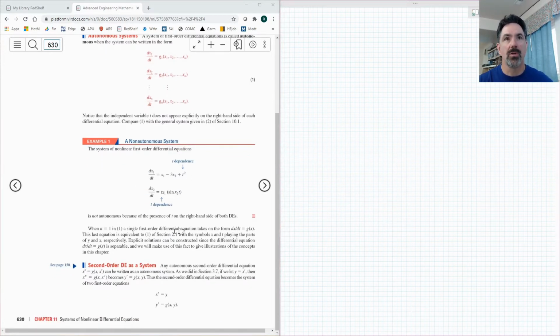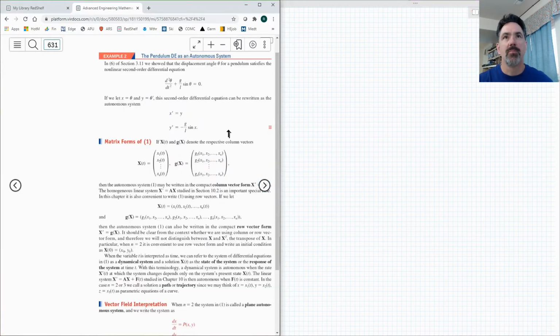This is an example of a non-autonomous system. And while this section is not titled nonlinearity, a lot of what we're talking about is nonlinearity, because if it was linear, then we could use the techniques and ideas that we discussed in chapter 10. So down at the bottom of page 630 is another thing that is familiar from differential equations, which is how to convert a second order or any higher order ordinary differential equation into a system of first order differential equations.